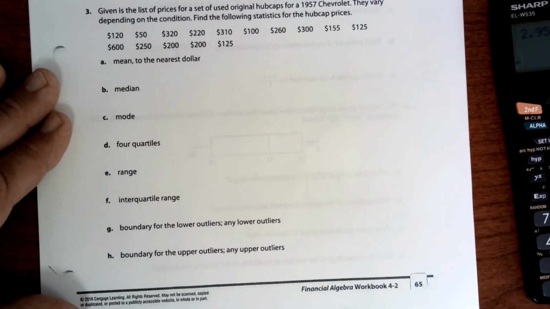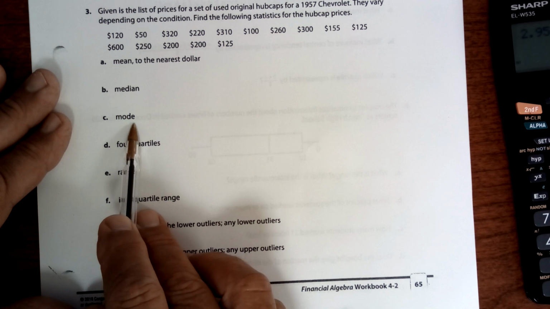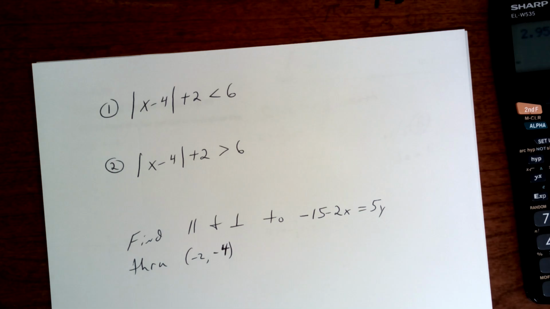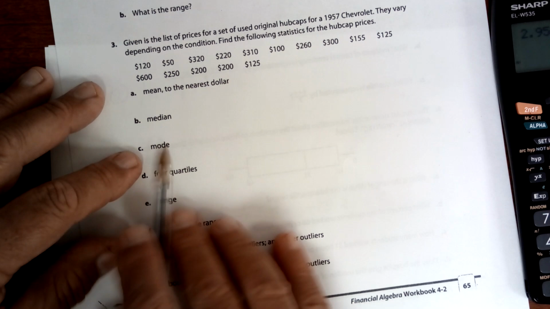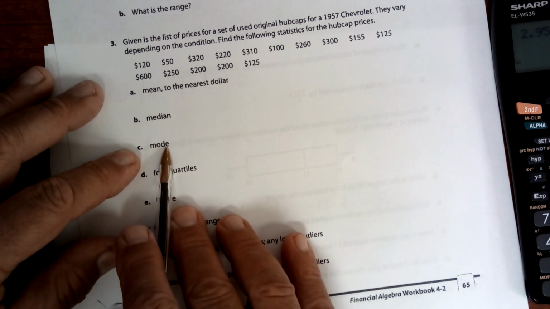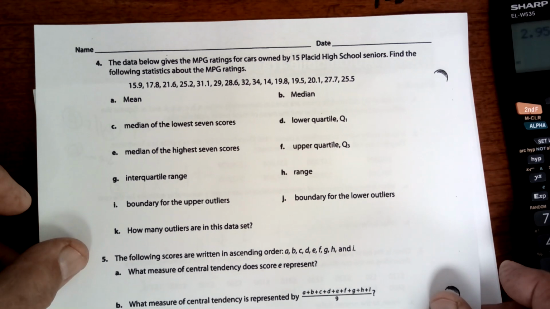Remember, mode is the one that occurs the most, and you can have more than one mode. If there's no numbers that repeat, you put 0, okay? Actually, no, don't put 0. Let me back up on that. If none of them repeat, you put no mode. If you put 0, you're saying 0 occurs. So be careful with that. And then the back side looks like this. And this is all we're doing today.